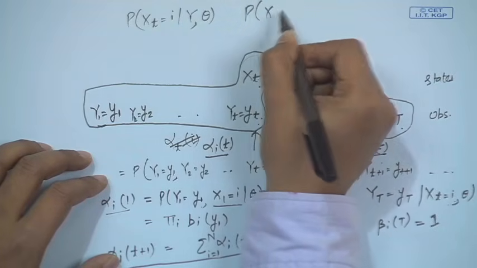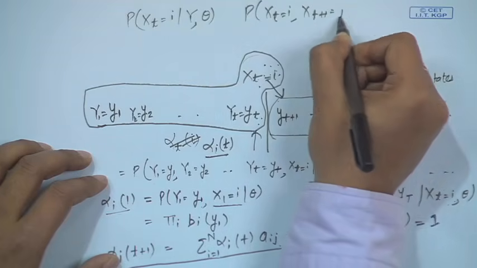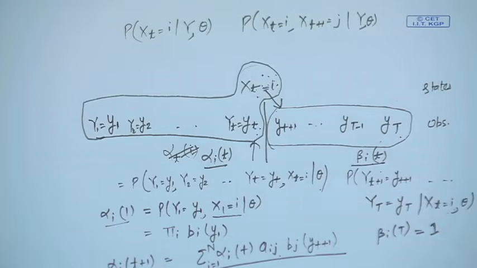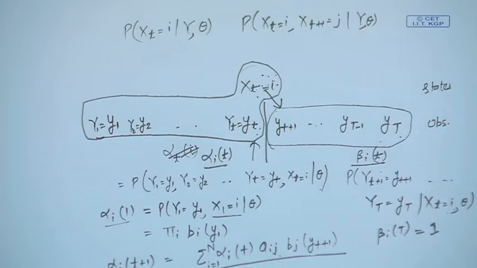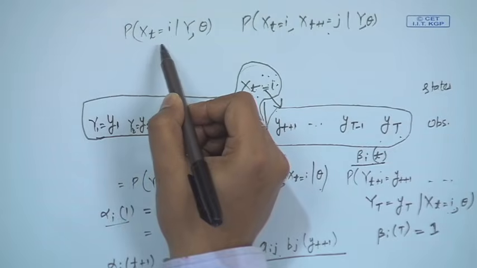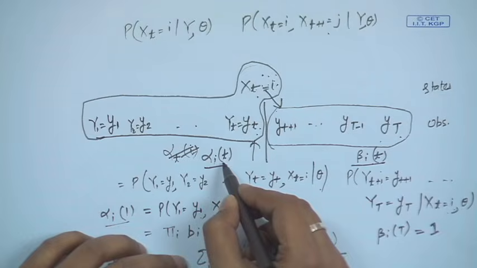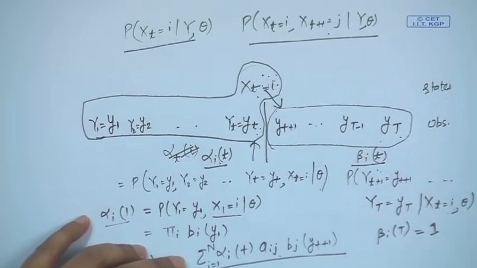Also, I want to compute x_t equal to i and x_{t+1} equal to j given y and theta. I want to compute both of these. If I can compute both, I can compute all the parameters. I can compute my transition probabilities using that. I can compute my initial probabilities using that by taking t equal to 1, and I can also compute my emission probabilities. So now my problem is, once I have computed alpha and beta, can I compute these probabilities? Okay, that is what we will see next.